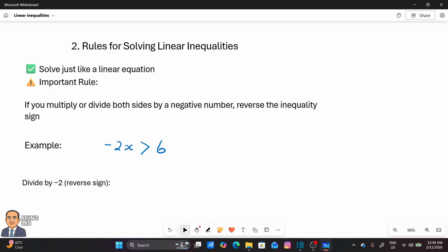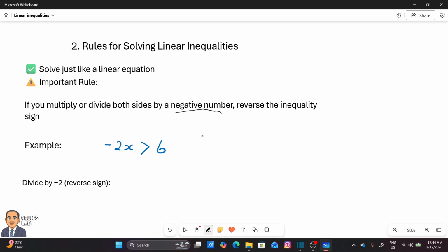What is that special rule? Solving is just like a linear equation, the same thing we use. The important rule is that if you multiply or divide both sides by a negative number, we have to reverse the inequality sign. This is the only important rule we need to keep in mind while solving a linear inequality.